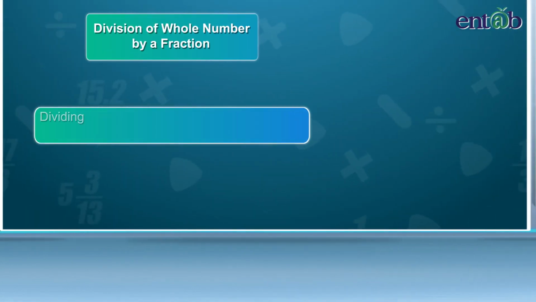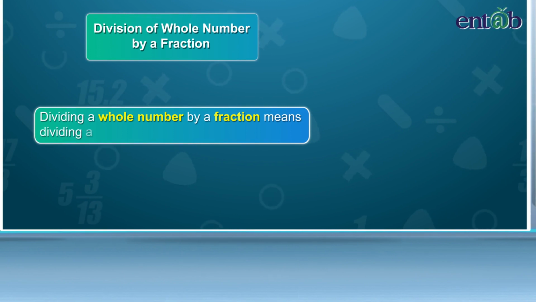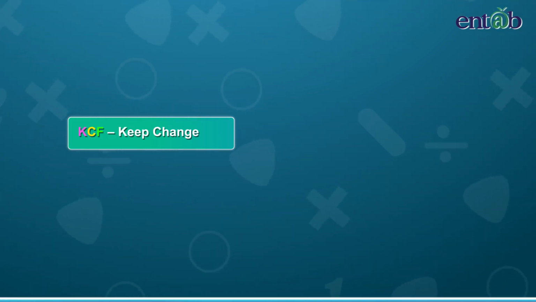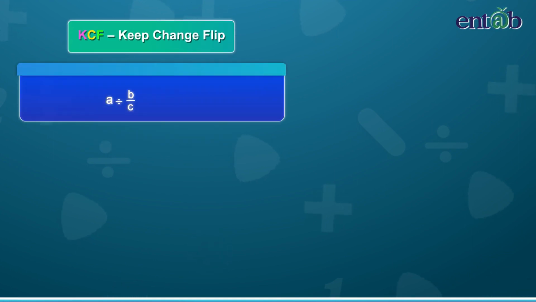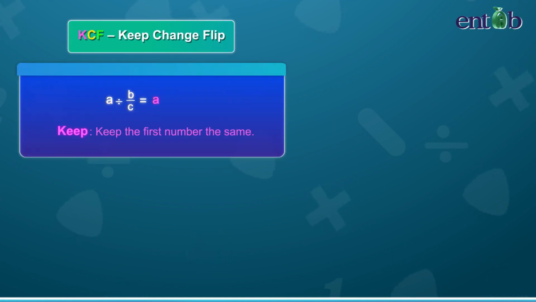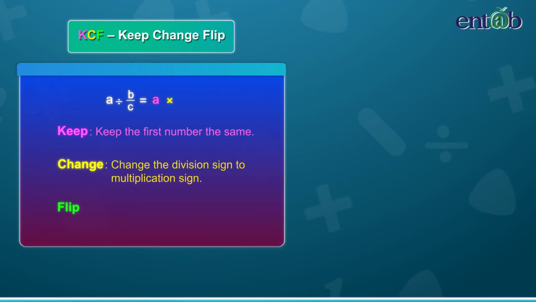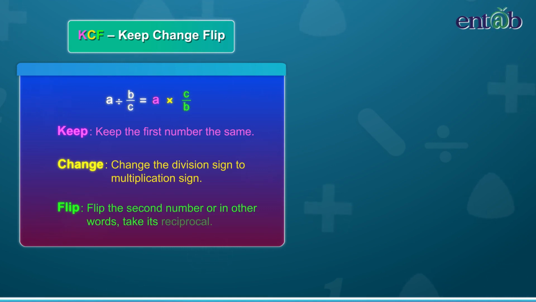Let us come back to dividing a whole number by a fraction. Dividing a whole number by a fraction means dividing a whole into equal parts. An easy way to remember the rules for dividing a whole number by a fraction is KCF. That is, keep, change, flip. So, we can say keep the first number the same, change the division sign to multiplication sign and flip the second number, or in other words, take its reciprocal.